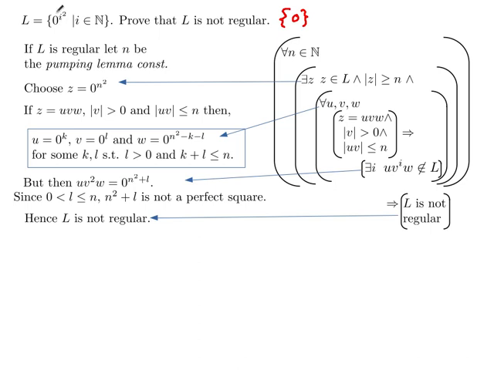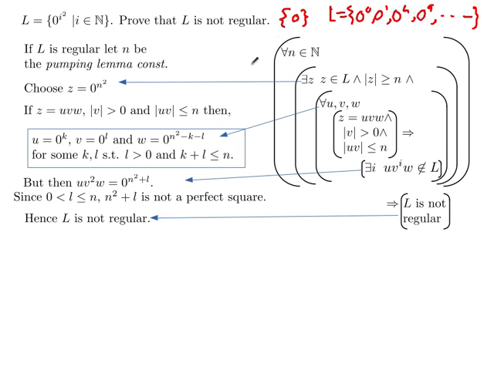Okay, so 0 to the 0, that means epsilon is here, then 0 to the 1, that means 0 is here, then 0 to the 4 is here. So L is what? So L is 0 to the 0, 0 to the 1, 0 to the 4, 0 to the 9, and so on, right? So this is our L, and we will show that this language is not regular.